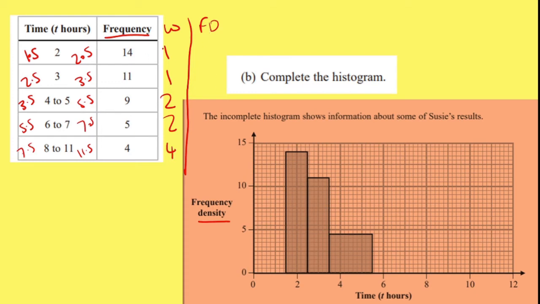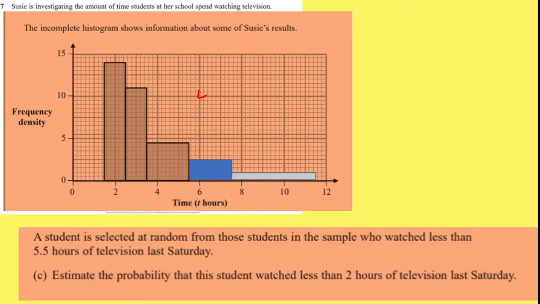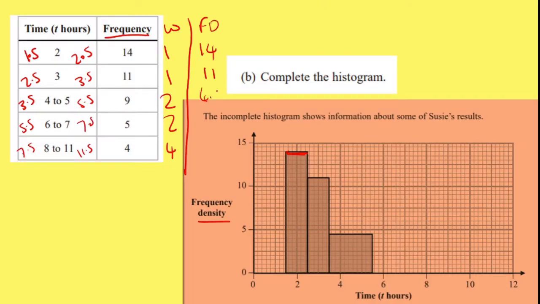Frequency density is your frequency divided by your class width, which is 14. Good, that matches up to this. 11, 4.5. This one here is 2.5, and that's 1.